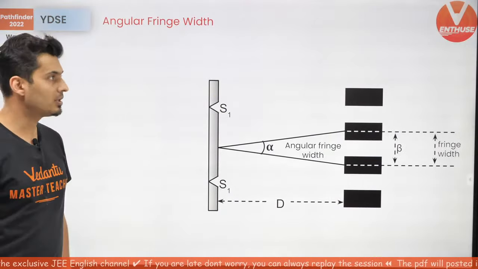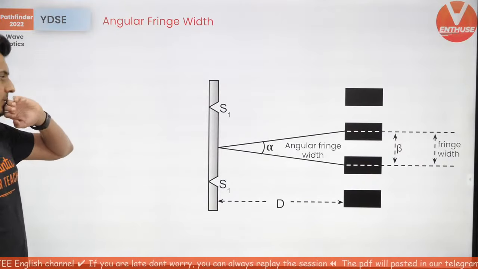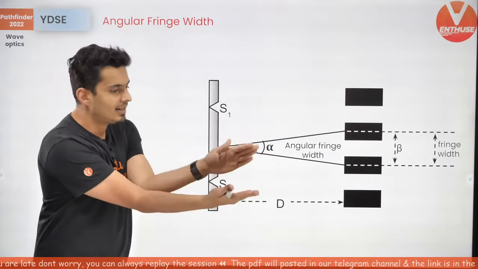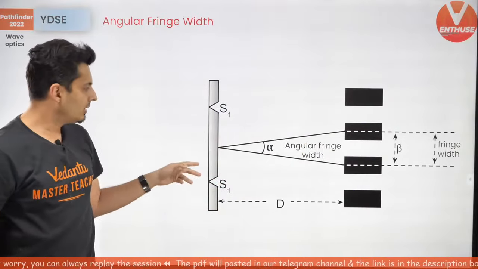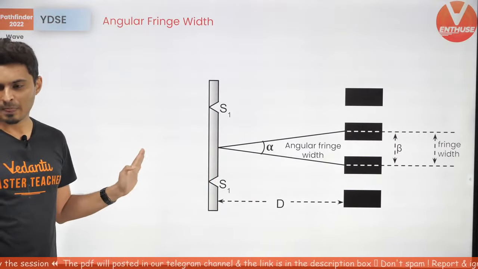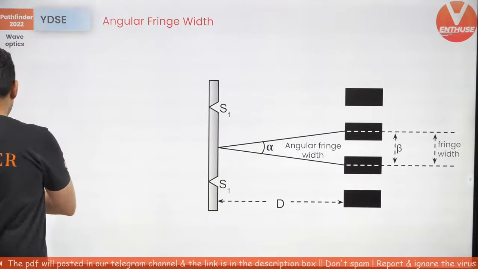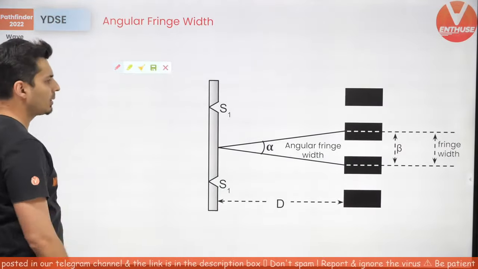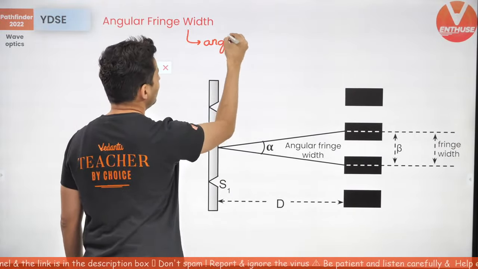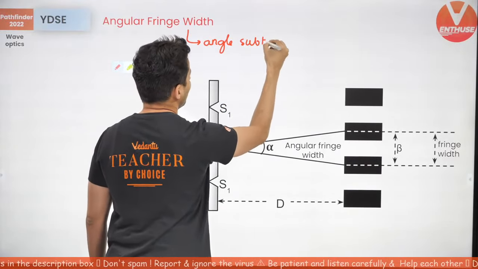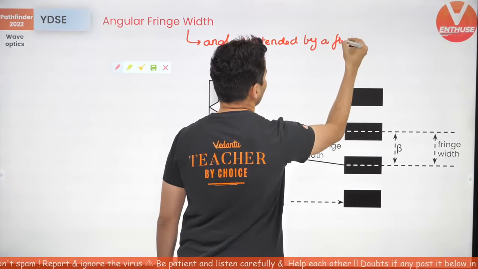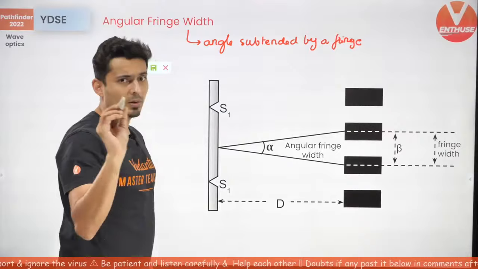Let's talk about angular fringe width. Now, what is angular fringe width? Just like you have fringe width, angular fringe width is how much angle the fringe subtends at the center of the slit. That's simply put the angular fringe width. So let's try and figure out the formula for this. The angular fringe width is basically the angle subtended by a fringe.